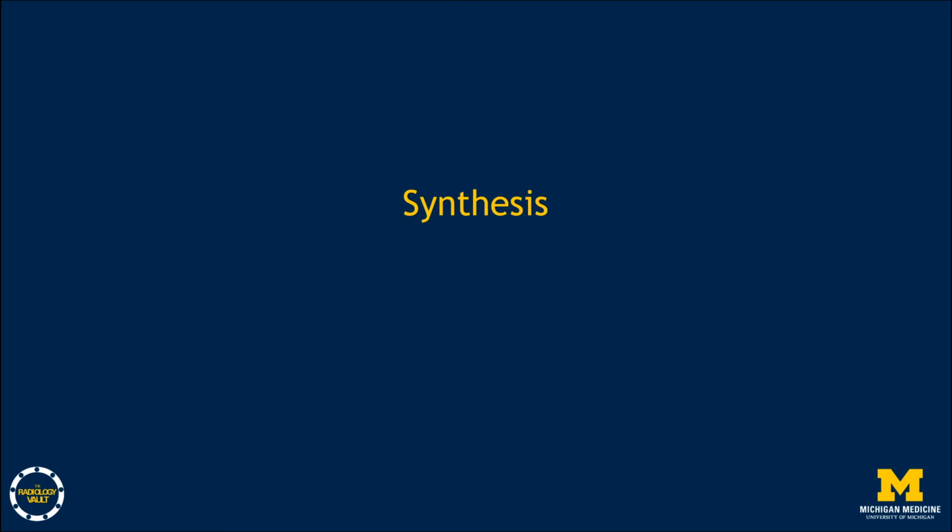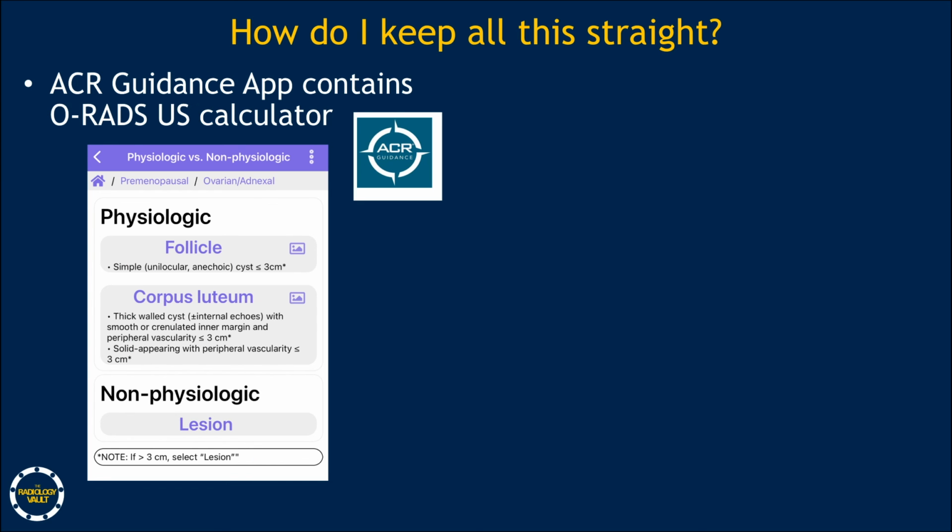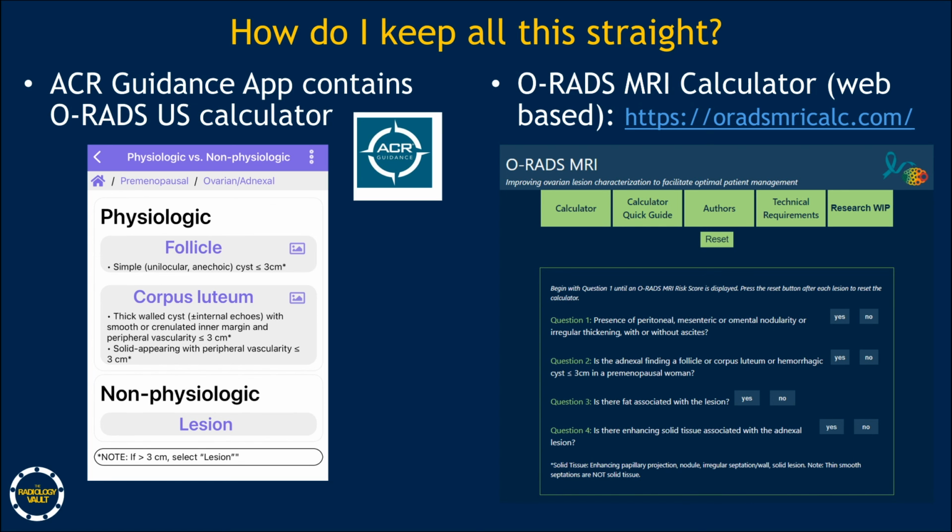So I've talked to you about lesion morphology and vascularity. Now, how are you going to keep all of this straight to determine the O-RADS score? Here are the assessment category tables for both ultrasound and MRI found on the ACR website. When characterizing an ovarian or adnexal lesion, try to think algorithmically, and these tables will assist with an algorithmic approach. But there are also separate calculators available for O-RADS ultrasound and MRI. The ultrasound calculator can be downloaded as an app, and the MRI calculator is web-based but can be accessed on your phone.